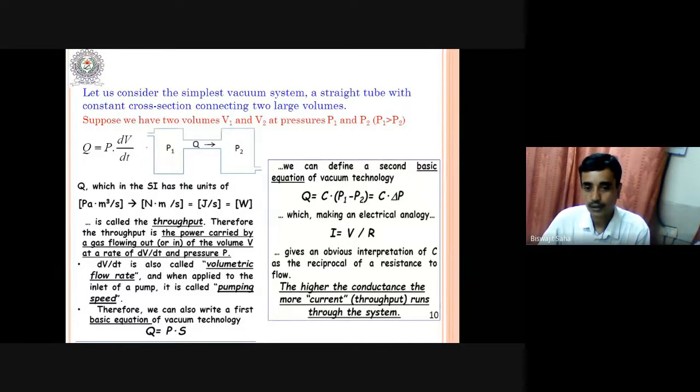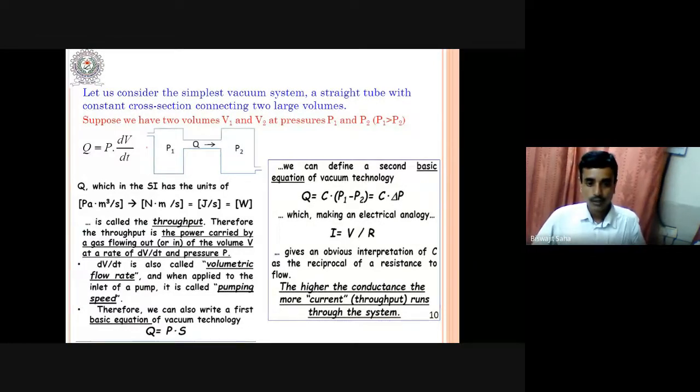To understand the vacuum technology, at first let us consider some important equations which are basically governing the vacuum system. For this, let us consider two volumes, V1 and V2, which have pressures P1 and P2 respectively. And Q is some amount of gas and its energy or power conducted from one region to another region through a pipe. In that case, we can represent one important equation related to fluid dynamics: Q is equal to P dV/dt.